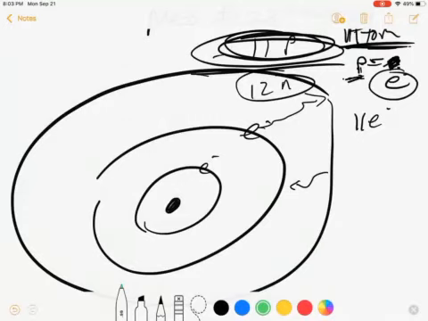And when they fall back down, they're going to emit light. Part of what we know about those energy levels is because of the color of that light that gets emitted.